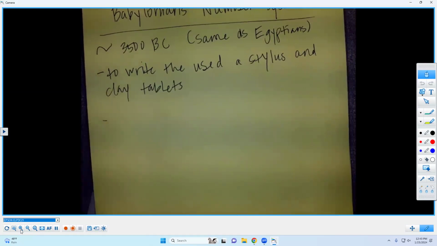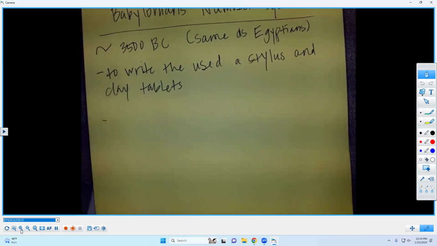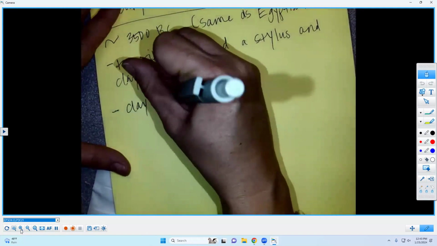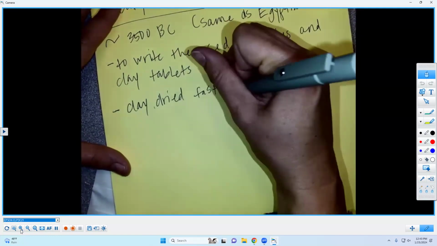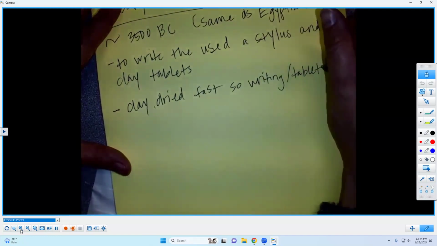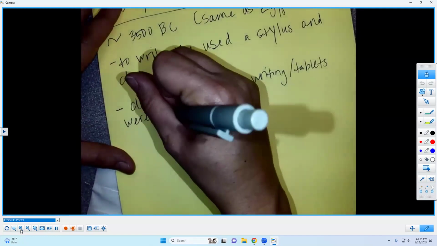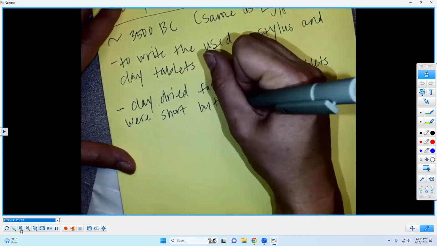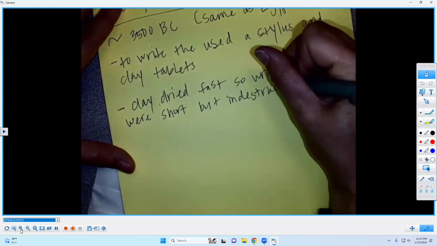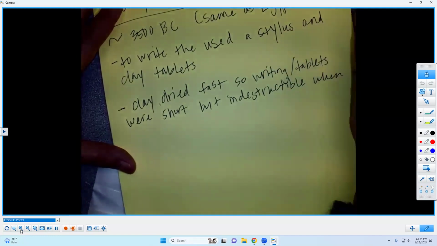Oh, and the other thing is the clay dried really fast. Since it dried so fast, most of the writings were short, but they were basically indestructible when they were baked. So clay dried fast, the tablets were short, but indestructible when baked.